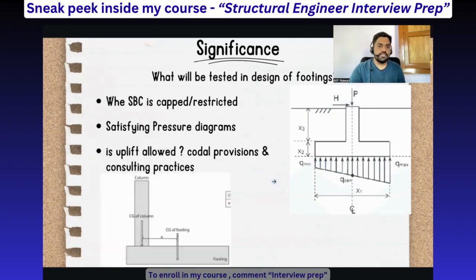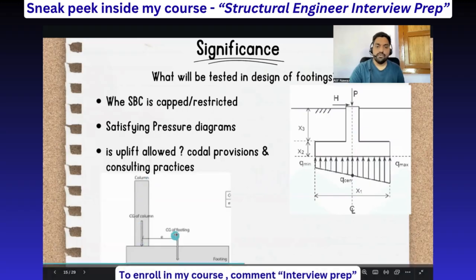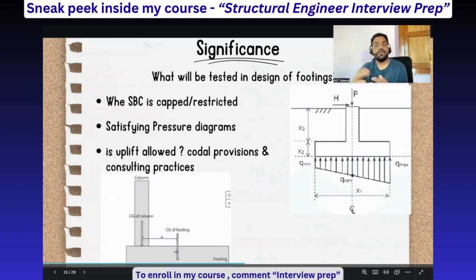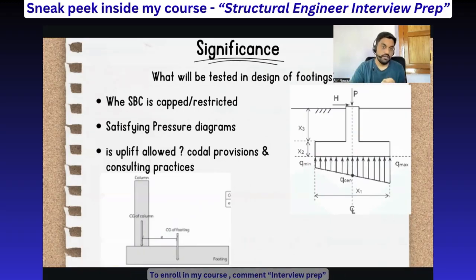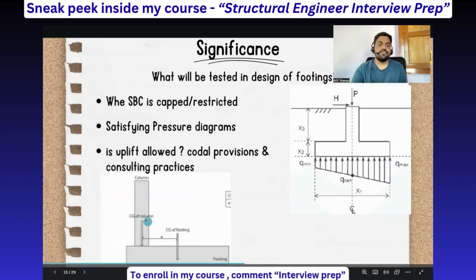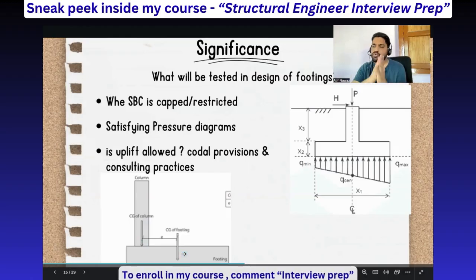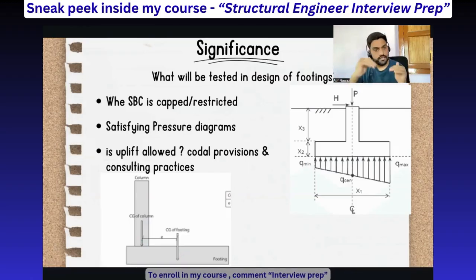In cases where the column is here and the footing is here, the CG of the column lies somewhere here and the CG of the footing lies somewhere here. The column CG is not coinciding with the footing CG. There is some eccentricity here. In such cases, what does the codal provision say? How do you design that footing? If there is eccentricity between the column and footing CG, what problems does it cause in footing design? You should know this very well for the interview.